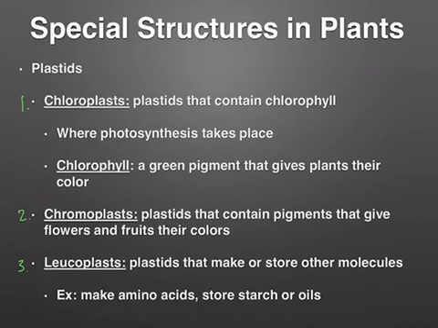Then we have leucoplasts. And these plastids make or store other molecules. And so, for example, they could make amino acids or store starches and oils.